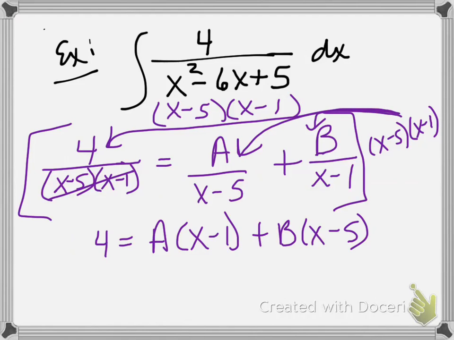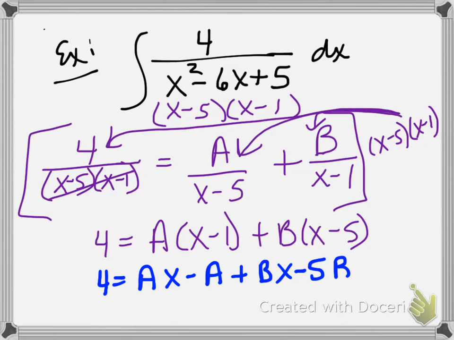There we have a much simpler problem to deal with. Let's go ahead and distribute. Ax minus a plus bx minus 5b. I'm going to go ahead like last time, and I'm going to group my ax plus bx. But I'm going to go ahead and kind of skip a step here. Ax plus bx, so let's do a plus b, parentheses x. We'll just factor that x out as we write it.